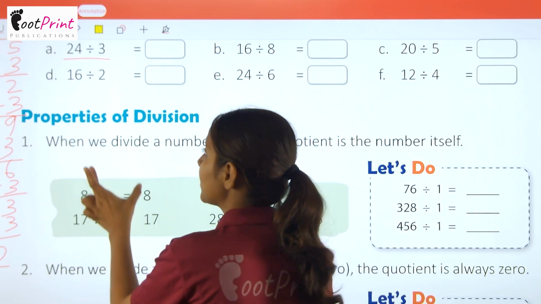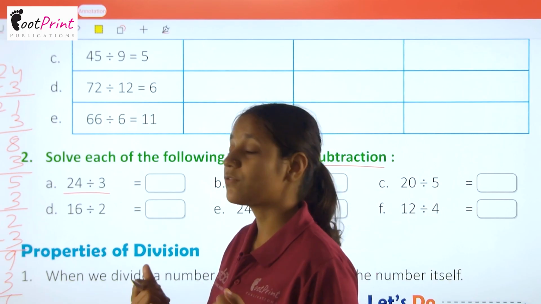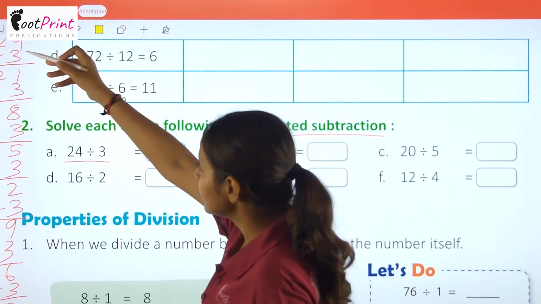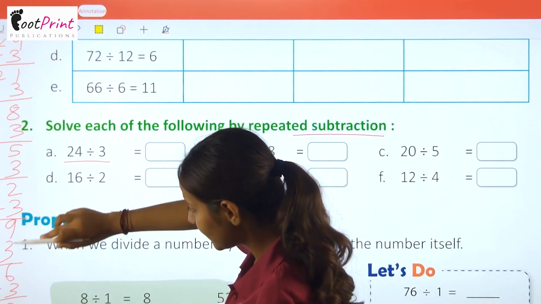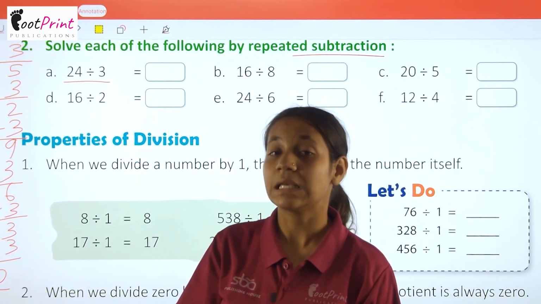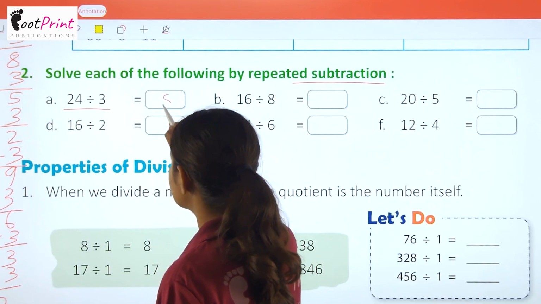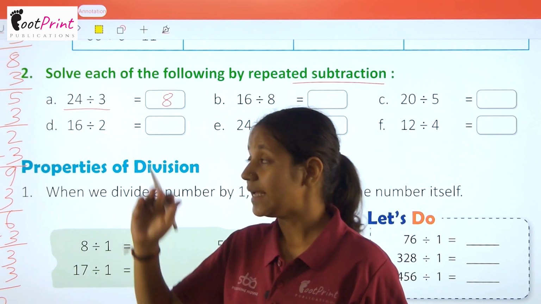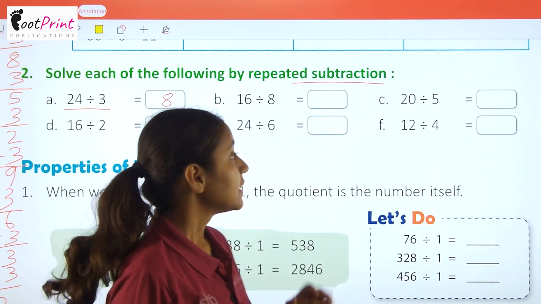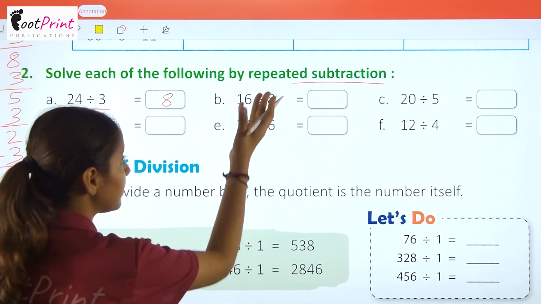Okay. Now we can see here. Now we have to count the times of 3 we subtracted. So 1, 2, 3, 4, 5, 6, 7 and 8. We subtracted 3 from 24, total 8 times. So we can write here 8 as answer. Okay. Each group is getting 8. Similarly, rest of the part you have to do by yourself with the method of repeated subtraction.